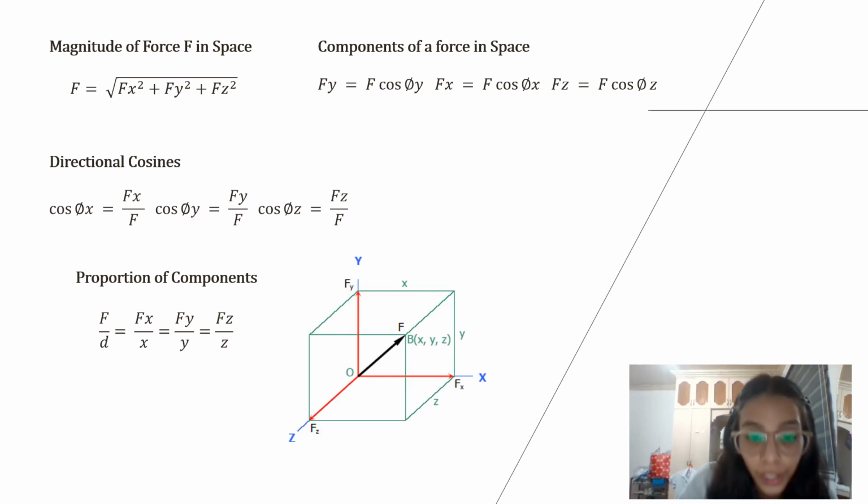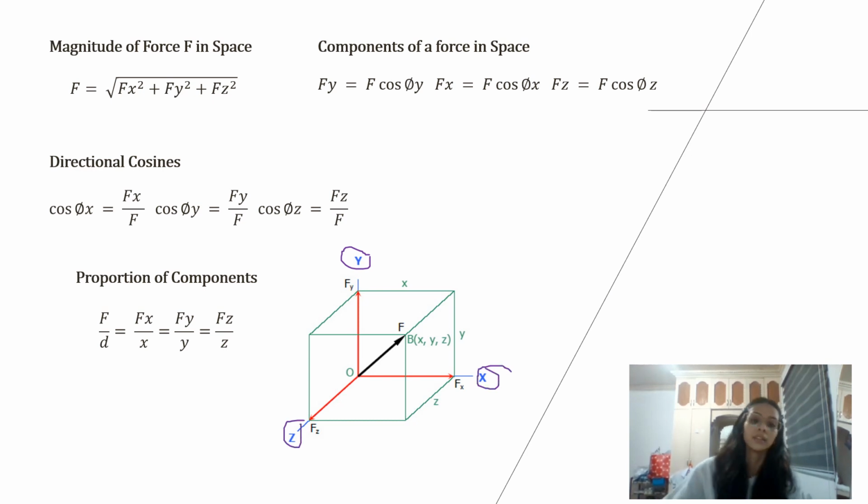So here's our figure. As you can see, here's our y-axis, z-axis, and x-axis. And this is our Fy, Fz, and Fx. So the formula of distance is equal to the square root of x squared plus y squared plus z squared.